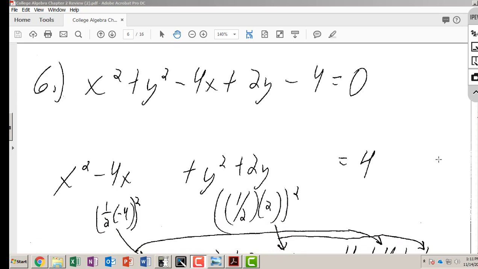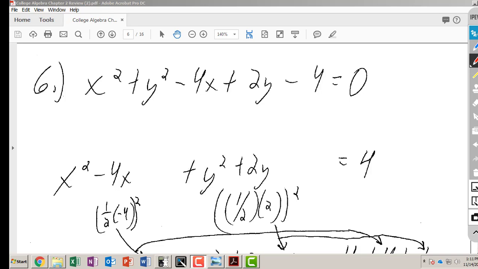Okay, now looking at number 6. Number 6 says complete the square and write the equation in standard form and give the center and radius of the circle. So you've got your equation: x squared plus y squared minus 4x plus 2y minus 4 equals 0. We're going to have to complete the square, so we're going to change number 6 so that it looks like the answer to number 5.